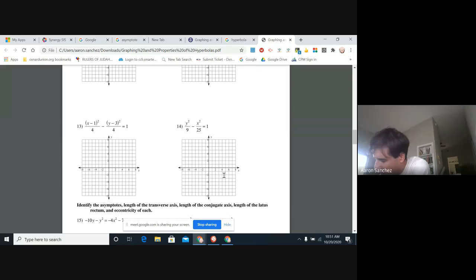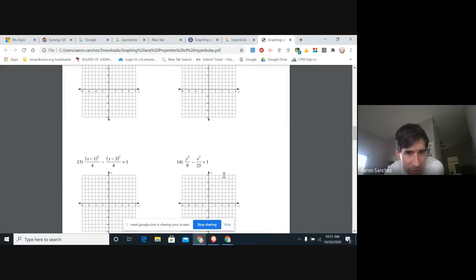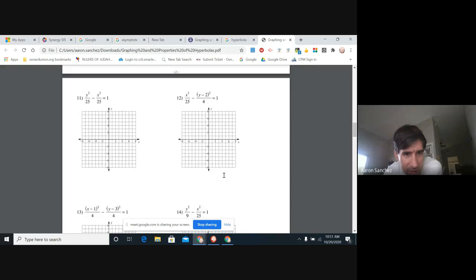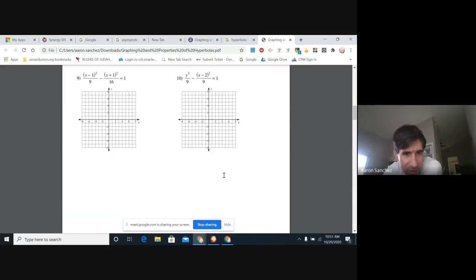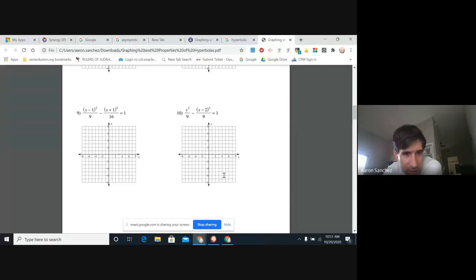This will be easier because we just have to graph it. You don't have to find all that information. It just says graph it, I think. Let's read the instructions. All these open left and right. Do any of them open up and down? 11 does. I don't know if you guys want to do an up and down. 9 does. I'm going to do 9. It opens up and down. I'm doing an up and downer. 9. Is that okay?